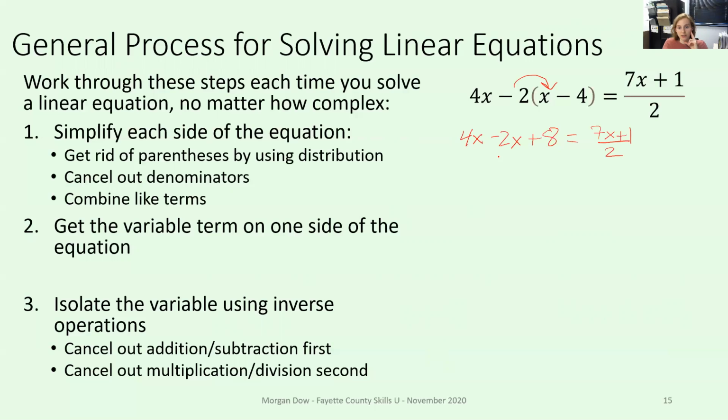Continuing to look at the left side, I could go ahead and I could combine like terms. So 4x minus 2x. 4 x's, take away 2 x's, you have 2 x's left over. So that's going to be 2x plus 8 equals 7x plus 1 over 2. So now the left side of the equation is tidied up as much as we can. We've combined everything we can.